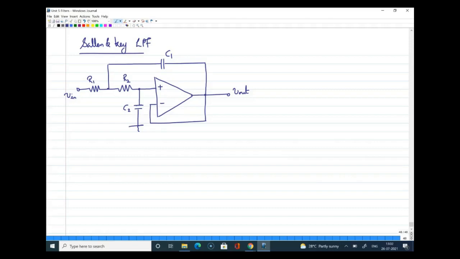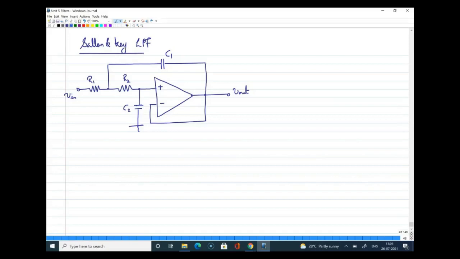The first thing we will do is get the transfer function of this, that is, Vout by Vin. You need to analyze and find the relationship between Vout and Vin. Then we can see how to introduce a specific gain in the passband, because as of now the op amp is configured in a unity gain mode. Let us look at that in detail.